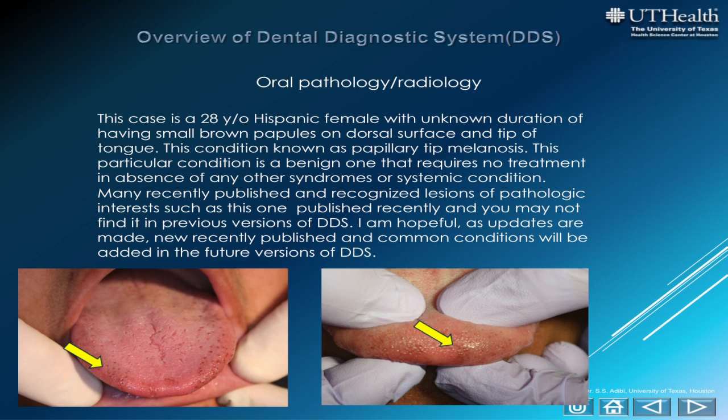This case is a 20-year-old Hispanic female with unknown duration of having small brown papules on dorsal surface and tip of the tongue. This condition is known as papillary tip melanosis. This particular condition is a benign one that requires no treatment in absence of any other syndromes or systemic conditions.